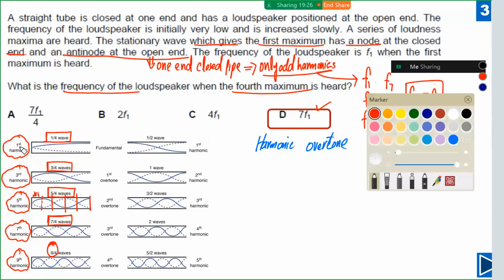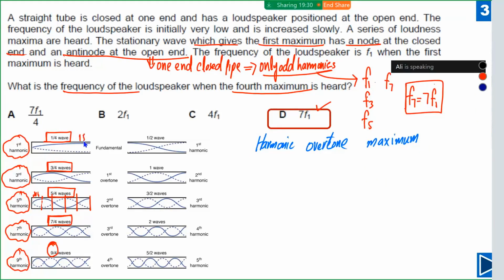This one is called the first maximum. So let me write it down here. This one we call the first maximum, meaning the first loud sound, and the second one is the second maximum. The next one we call the third maximum, this is the fourth maximum, and this one is the fifth maximum.